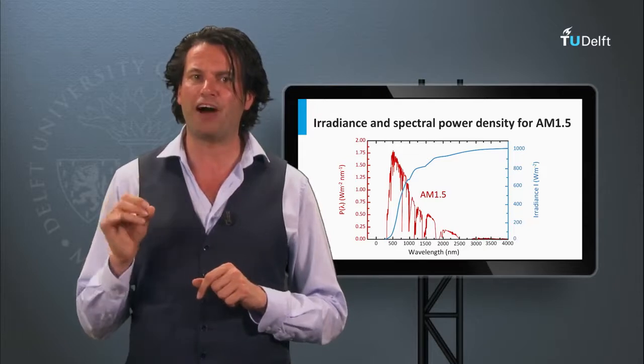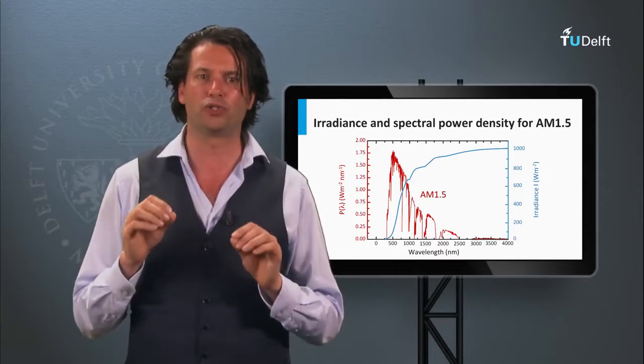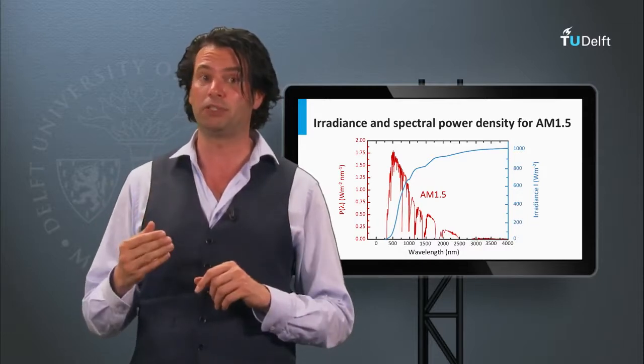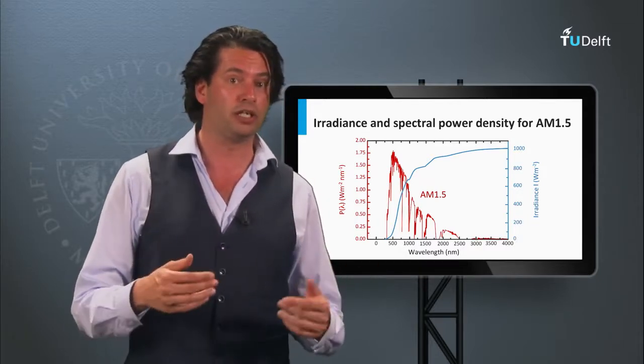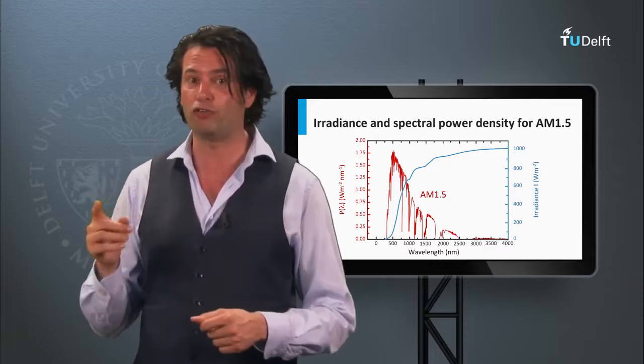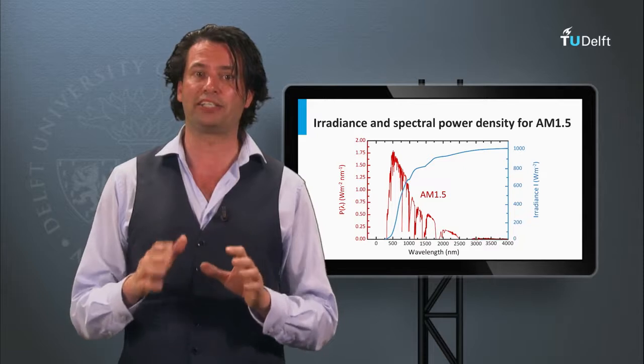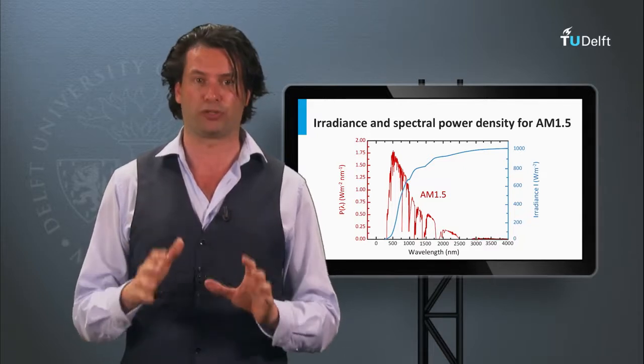As the AM 1.5 spectrum is very important to the solar community, I will use it to demonstrate the relation between the spectral power density function, the irradiance, the spectral photon flux and the photon flux. Here, the spectral power density of the AM 1.5 spectrum is plotted.